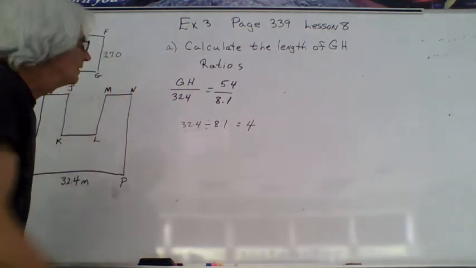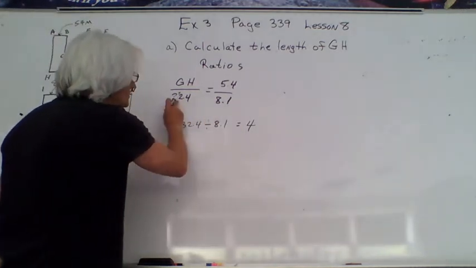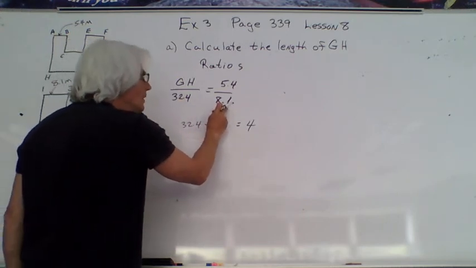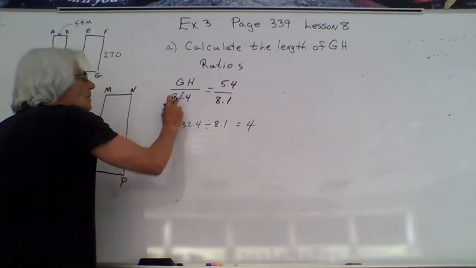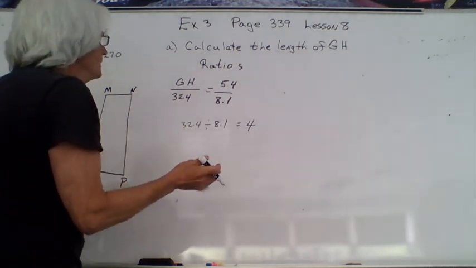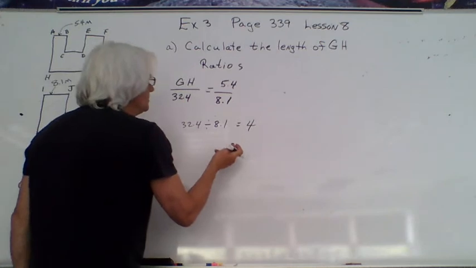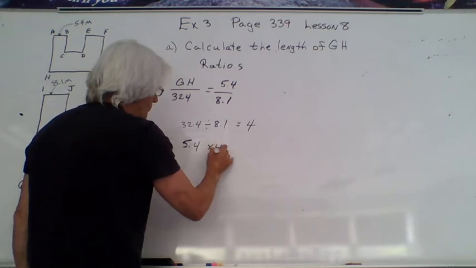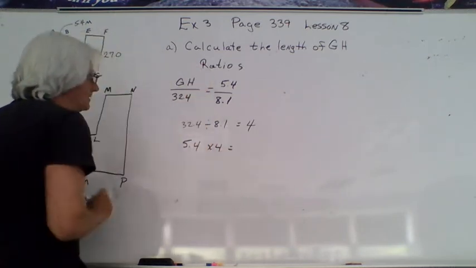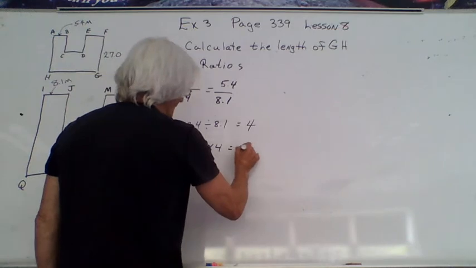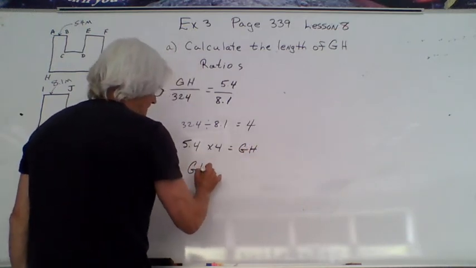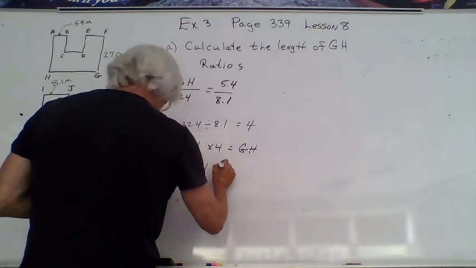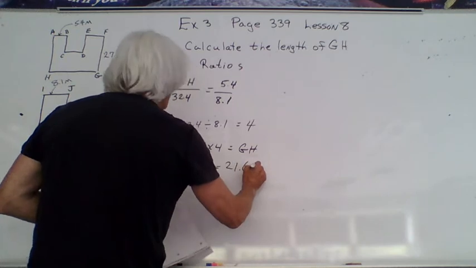What does that tell me? 4 times 8.1 is 32.4. If I need to multiply the 8.1 by 4 to turn it into 32.4, these things are proportional, they're similar. That tells me that if I multiply the 5.4 also by 4, it'll get me GH. And if I do that, 5.4 times 4, we come back to the same answer, 21.6 meters.